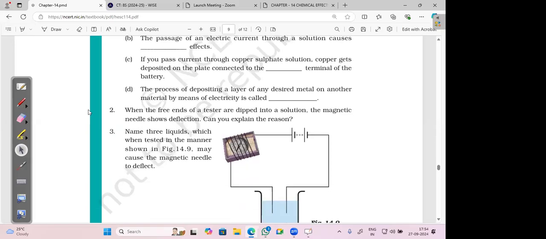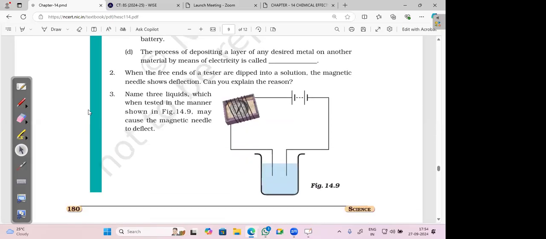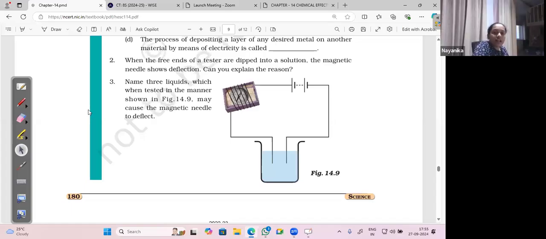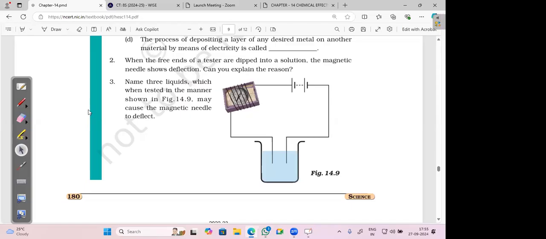Name three liquids which, when tested in the manner shown in figure 14.9, may cause the magnetic needle to deflect. Lemon juice, tap water, vinegar. Yes, lemon juice, vinegar, and any solution that has acidic or basic conditions, or is mixed with salt. Yes, lime. But you have to name the solutions.